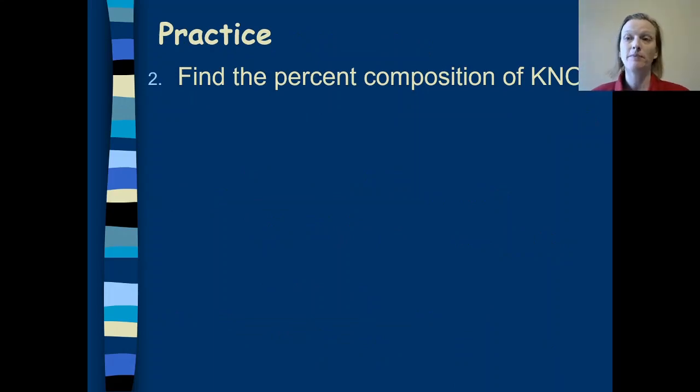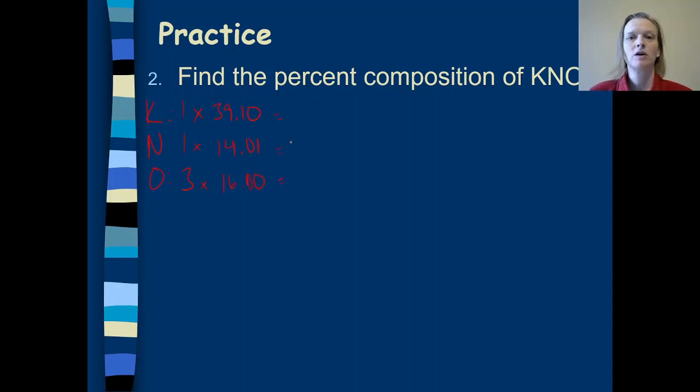Let's do another example. Find the percent composition of potassium nitrate. In potassium nitrate, we have 1 potassium atom, we have 1 nitrogen atom, but we have 3 oxygen atoms. So we're going to have to take that into account when we calculate the entire molar mass, as well as during the percent composition. Looking at the periodic table, my molar mass for potassium is 39.10. For nitrogen, it's 14.01. And for oxygen, it is 16.00.